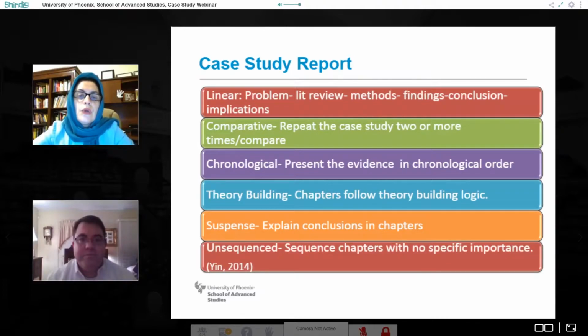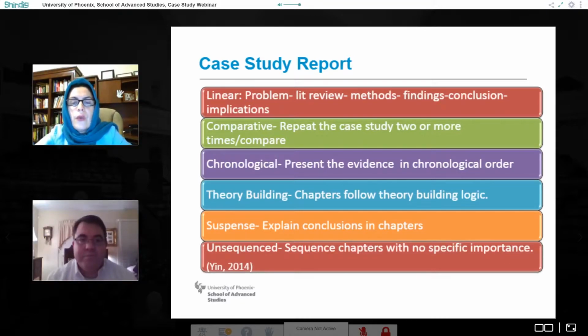If it happens that you have two cases, two units of analysis, then you may want to go with comparative. Basically you explain everything related to one case, starting with the same linear structure: problem, literature review, method, findings, all the way down, and then the other one. And then at the end you put together the conclusion and compare and contrast your cases. That's one structure.